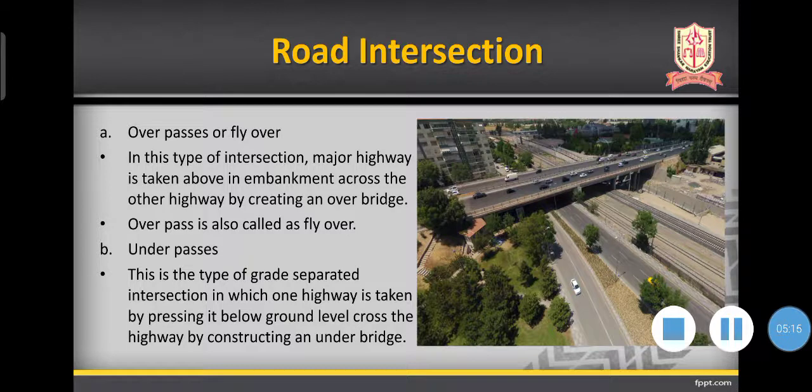Overbridges are also known as flyovers, while the underbridges are this type of grade separated intersection in which one highway is taken by passing it below the ground level, crossing the highway by constructing an underbridge. As you can see in the diagram, if one is overpassing, then the other is underpassing. So simply this is a grade separated intersection.